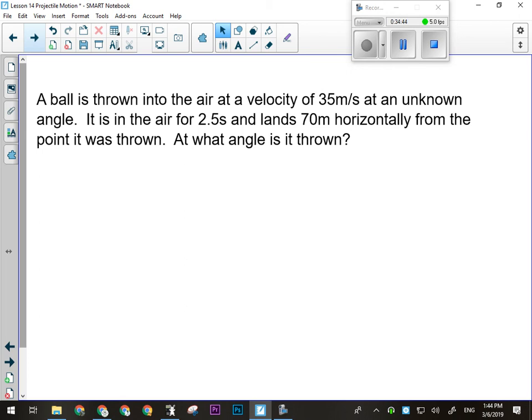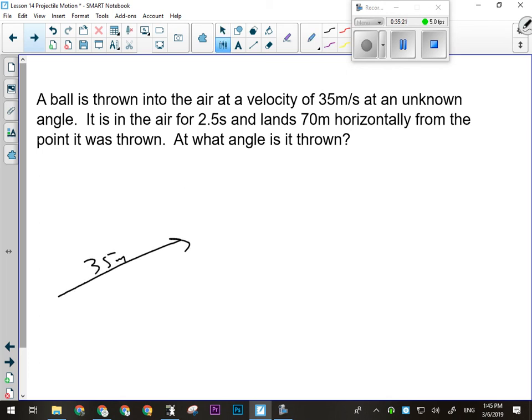Okay, here's a tricky one. This one's a bit trickier because we haven't done one. This one's looking for the angle at which you throw the projectile. So it gives you way different information. This time it's giving you how long it's in the air for. Remember I said that that's pretty rare? Here it is. So it's in the air for 2.5 seconds. It lands 70 meters horizontally from the point it was thrown. Same elevation. That's the key here. And it's thrown into the air at a velocity of 35 meters per second at that unknown angle.